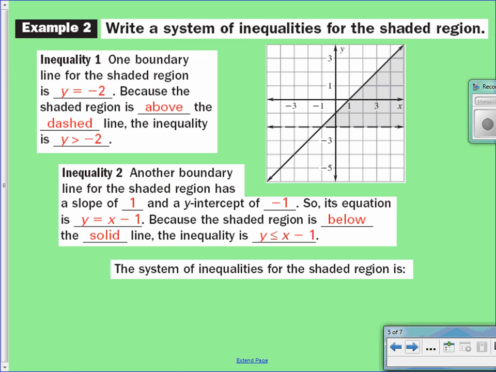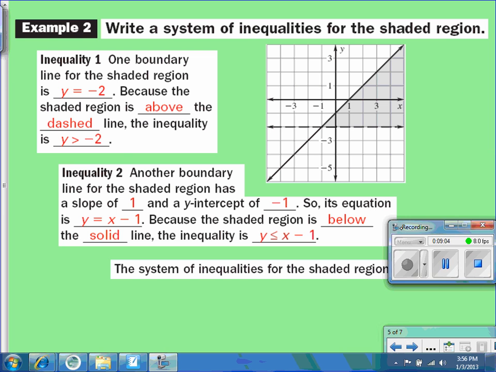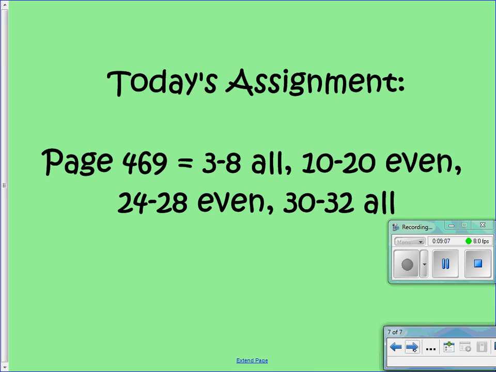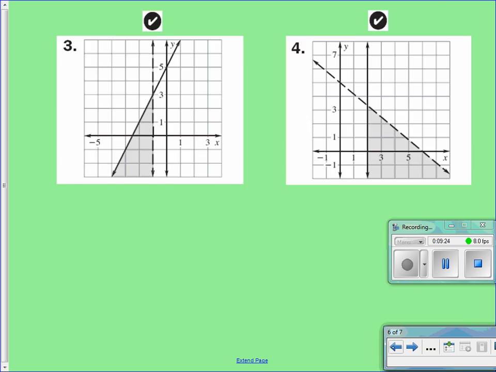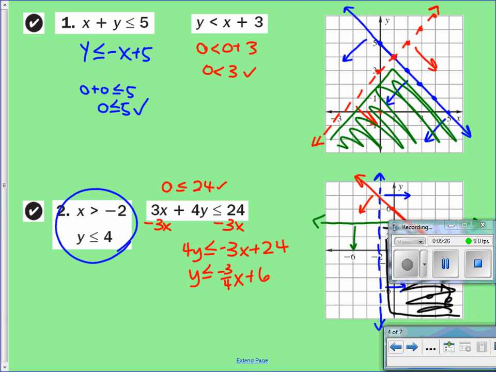Oh, you actually aren't writing inequalities today on these. We'll get to that later. This is not all of your homework. You have 8 all, 10 through 20 even, and 30 through 32 all. Basically, the key thing for today, we're going to do writing on Monday.